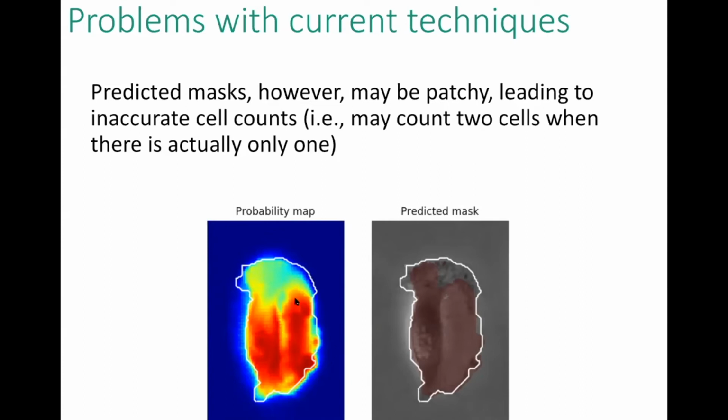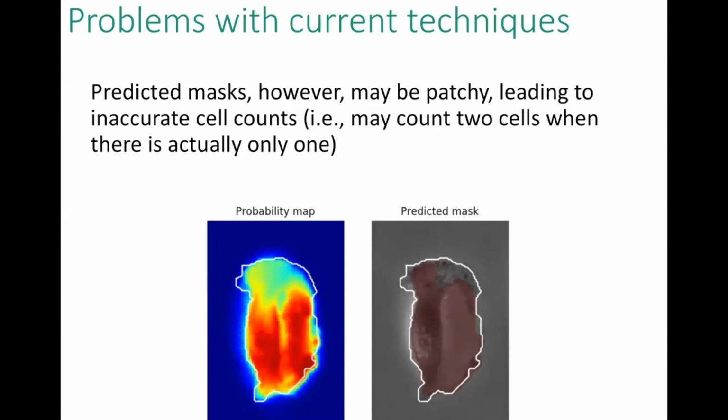However, there is this region in the upper part of the cell for which the algorithm is unsure. This is almost like a 50-50 area where it's not quite sure whether this is cell or background. What happens when you threshold this is that you end up with patchy image segmentations. On the right, this is after you have binarized the mask using a threshold, which was determined using validation. This is a hyperparameter that's tuned with validation.